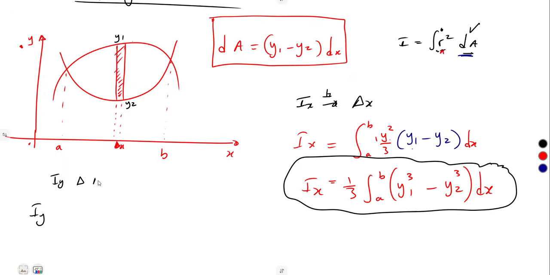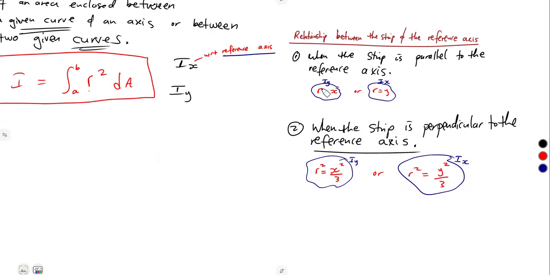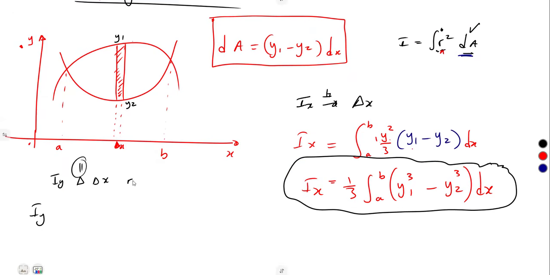So Iy and the strip for x, these two, they are what? They are parallel to each other. So when they are parallel, we go back to this concept: R is equal to x, or R is equal to y. In this case, we are dealing with y. So R is equal to what? R is equal to x.